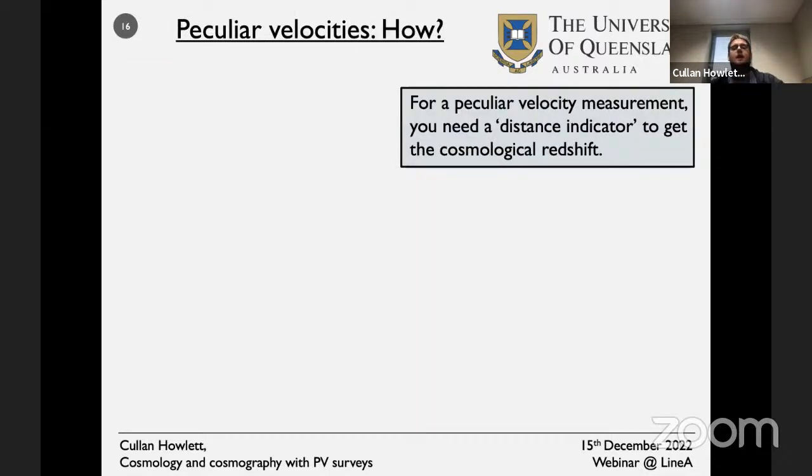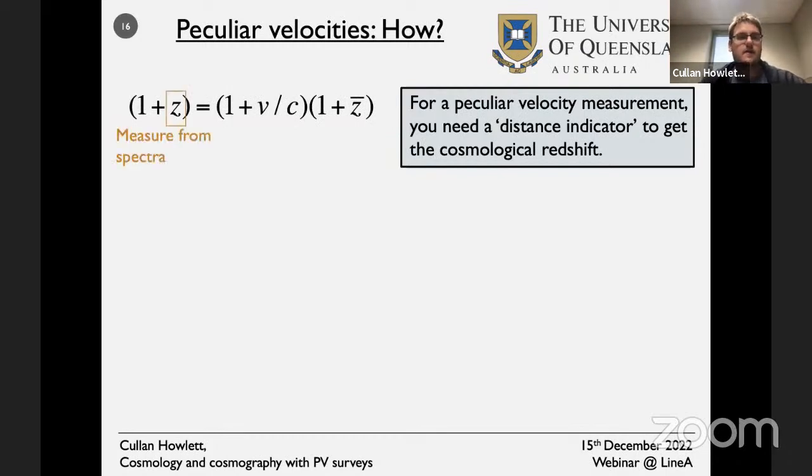So how do we do this? How do you measure a pure velocity? For a pure velocity, what you need is a distance indicator. You need that because you can measure the observed redshift, as I said earlier in this talk, very easily from a spectrum. But in order to isolate the pure velocity, you need an estimate of the cosmological redshift, which you can estimate from a distance indicator.